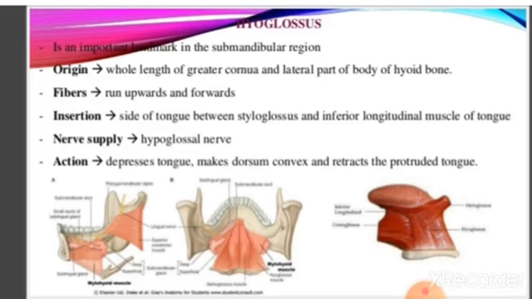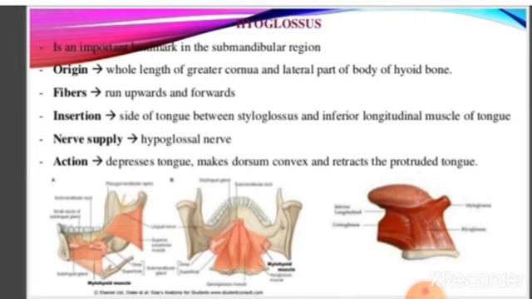Okay, so this is about the hyoglossus. Its origin is the whole length of the greater cornua and lateral body of the hyoid bone. Its fibers run upwards and forwards. Its insertion is at the side of the tongue between the styloglossus and the inferior longitudinal muscle of tongue. Nerve supply is through the hypoglossal nerve, the cranial nerve. Its action is that it depresses the tongue, makes the dorsum convex and retracts the protruded tongue.